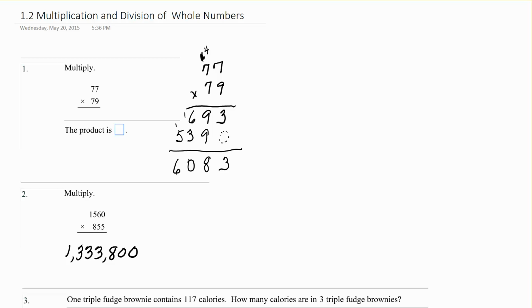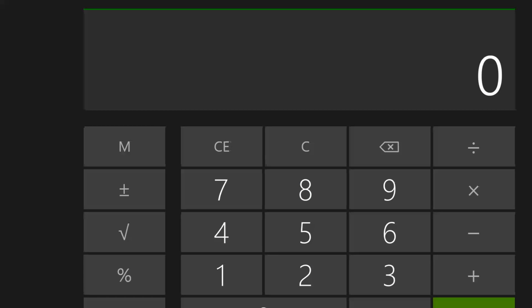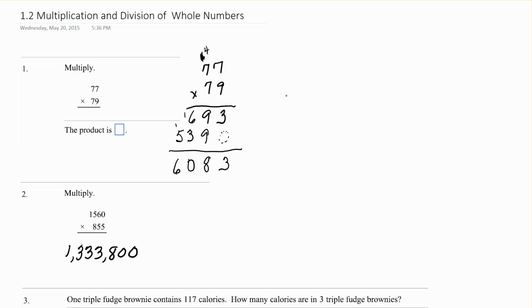Let me see if I can capture my calculator. I don't believe that that is working, so I will come back to where I was. I thought I could embed just a little calculator, but I don't think it was working. Clear my calculator, put in 1560 again, times 855, and once again I get 1,333,800. You don't have to put the commas into MyMathLab. Check it and see if it's okay.